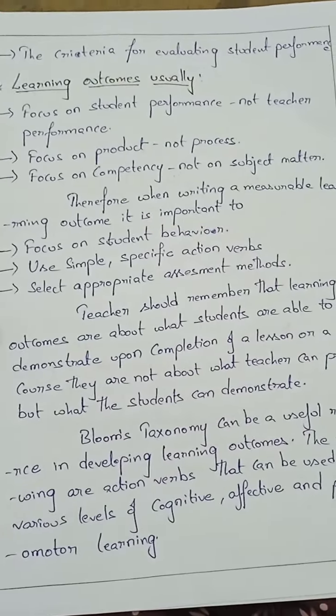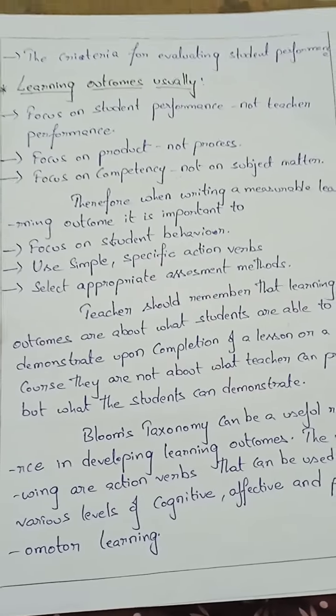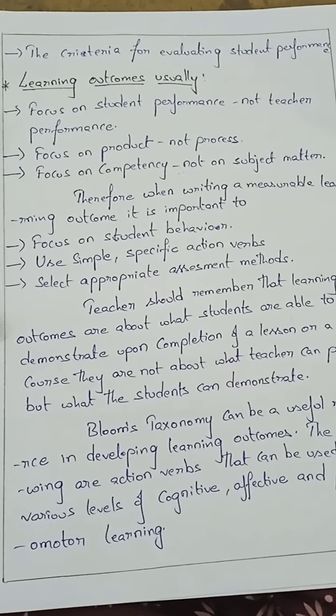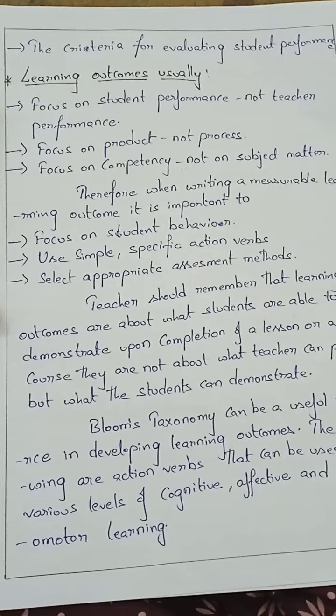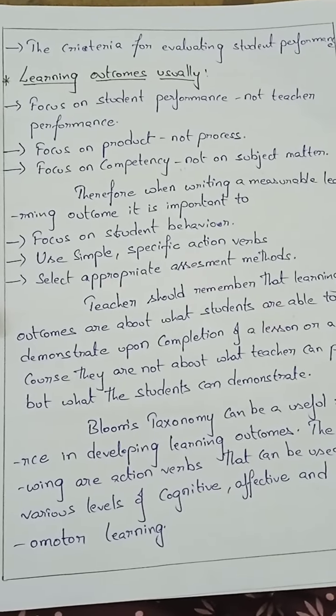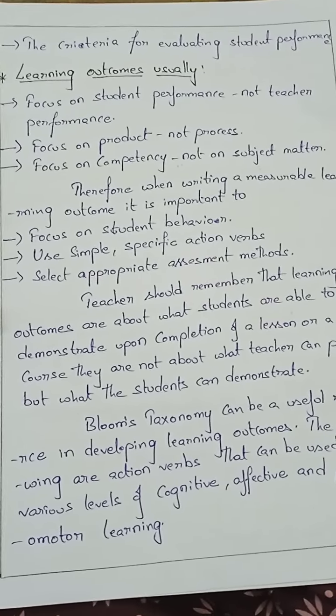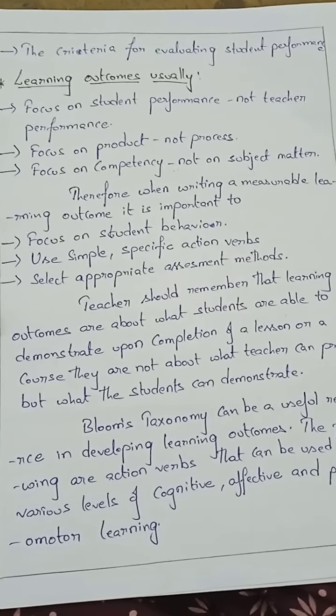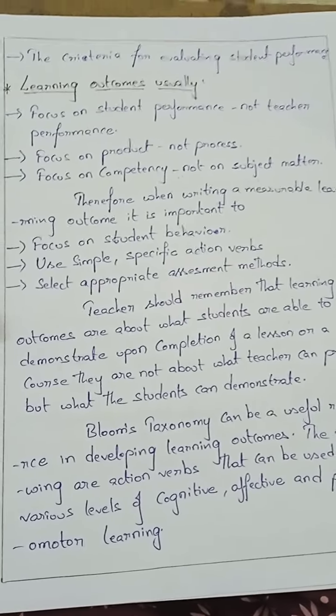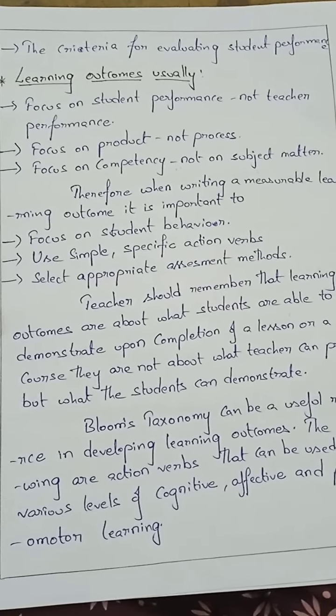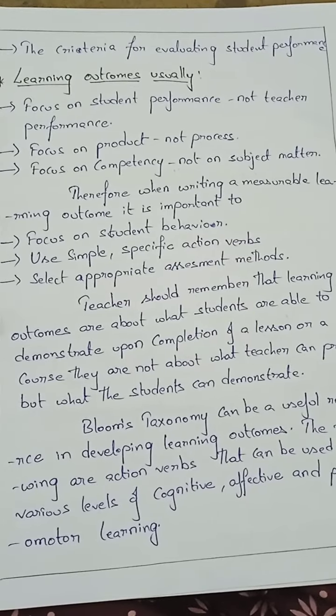Learning outcomes usually focus on student performance, not teacher performance. Focus on product, not process. Focus on competency, not subject matter. Therefore, when writing a measurable learning outcome, it is important to focus on student behavior, use simple and specific action verbs, and select an appropriate assessment method.